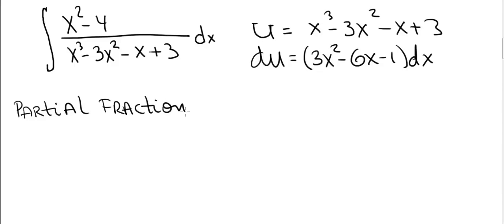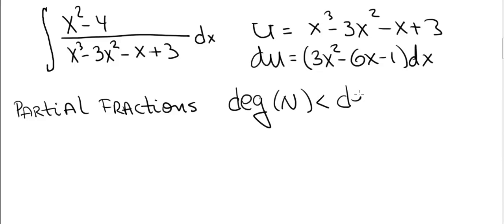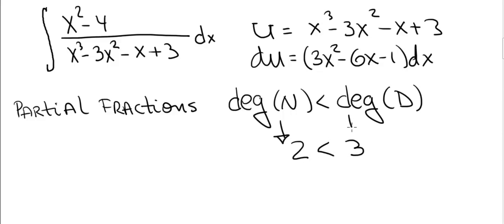And what that method does is break down our rational function into simpler functions, and then we'll be able to integrate those simpler functions more easily. First, we have to make sure that the degree of the numerator is strictly less than the degree of the denominator. In our case, the degree of the numerator is 2, clearly strictly less than the degree of the denominator, which is 3, and we can proceed. If that was not the case, we would have to use long division first.